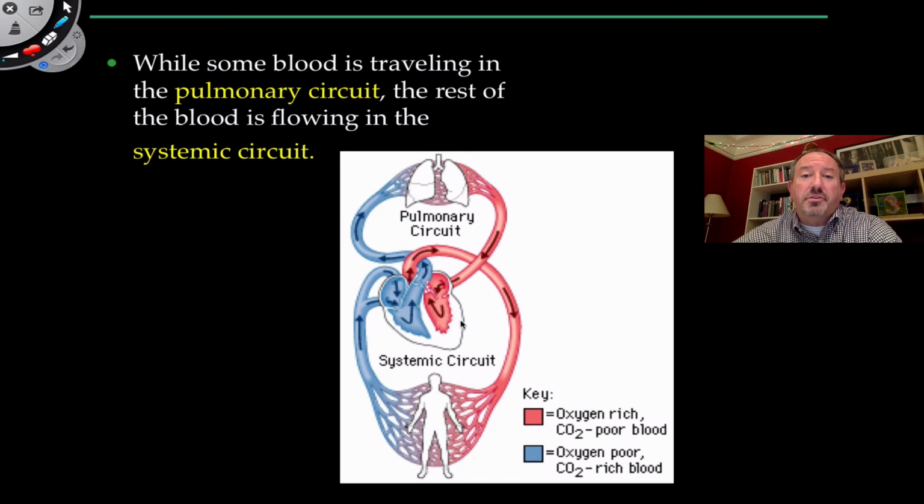Now the systemic circuit is when the left ventricle pumps out through the aorta, through the rest of the body, and again through an artery, arterioles, capillary, and then all the organs are delivered with oxygen. Then the blood picks up carbon dioxide from the tissue and delivers that back toward the heart, as I was mentioning before, in 2 great veins called inferior vena cava and superior vena cava.